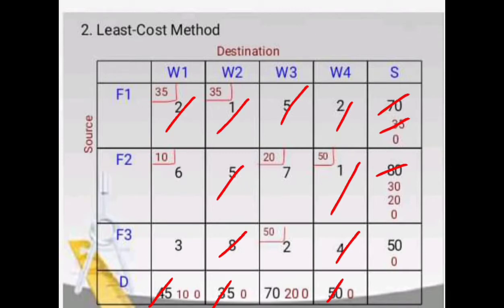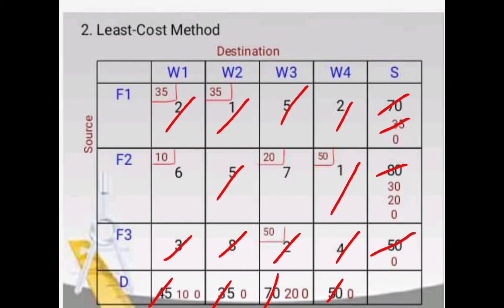So again, we find the least cost. We have 2. And from the supply, we have 50, and from the demand, we have 70. Because the supply is the lesser value, we allocate 50 here, and then cancel out 50, and 70 minus 50, we have a remaining of 20. Because the supply in this row has been satisfied, we cancel out this part of the cell.